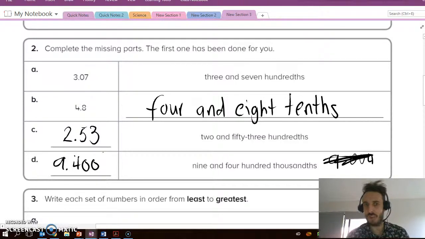I feel like that was fairly easy. I hope you got those right as well. That was a bit of a fun one. Let's move on to question 3.